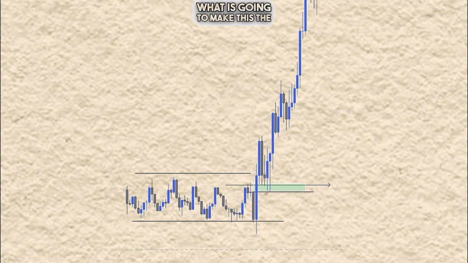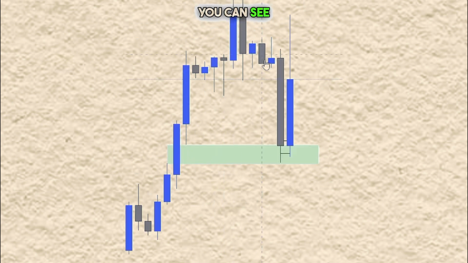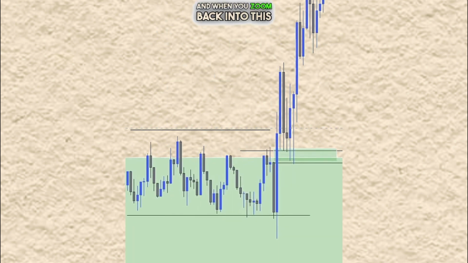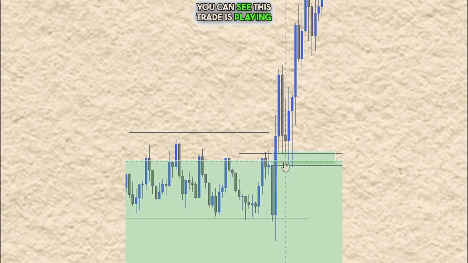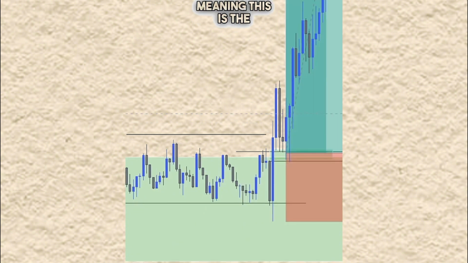What is going to make this the highest probable entry? And that is if you're on a higher time frame. Now, if you look at the higher time frame, you can see price has come lower into this bullish fair value gap right here. And when you zoom back into this area on a smaller time frame, you can see this trade is playing out inside a higher time frame point of interest area, meaning this is the perfect setup.